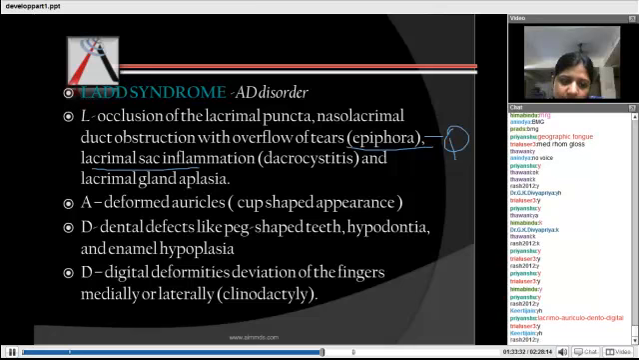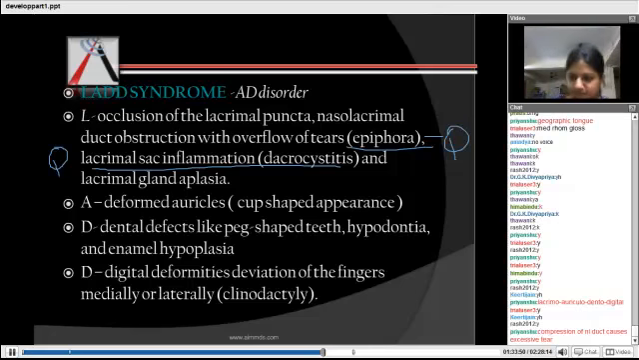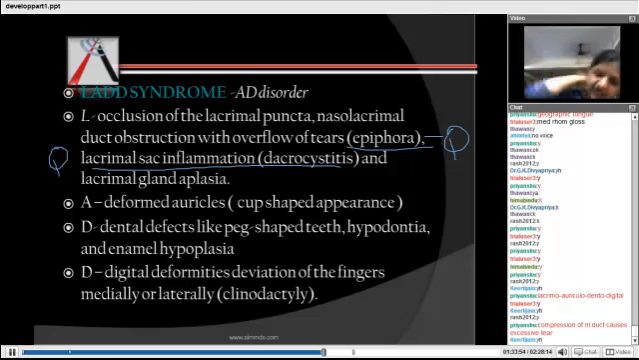And another term called lacrimal sac inflammation is called dacryocystitis. This has also been an MCQ in ComEdK as well as in Karnataka State Entrance. Epiphora has also been a question. Dacryocystitis has also been a question. What do you mean by dacryocystitis? It's inflammation of the lacrimal sac. Epiphora means excess flow of tears, which can happen because of compression of the nasolacrimal duct or obstruction of the duct. These are the problems with the lacrimal apparatus.